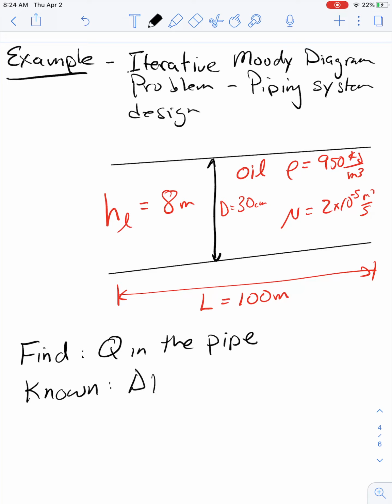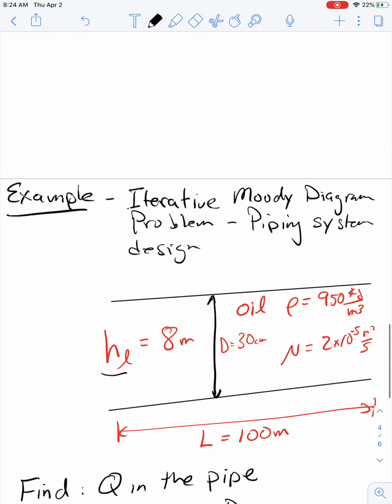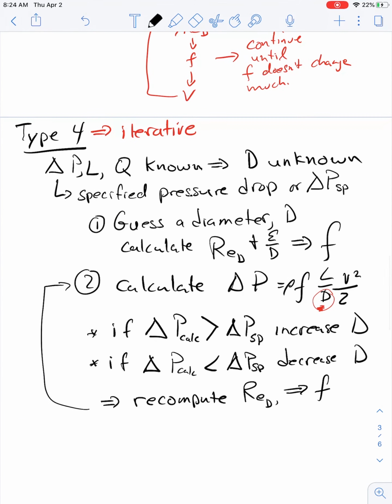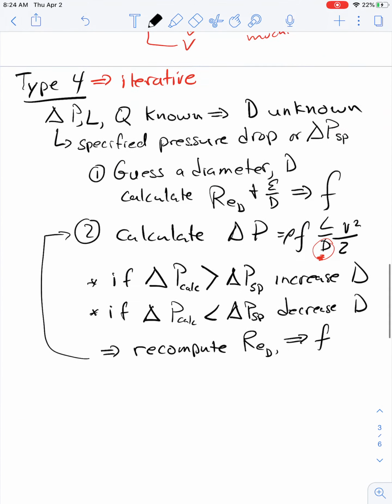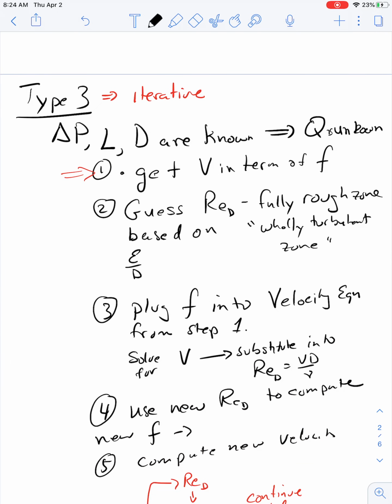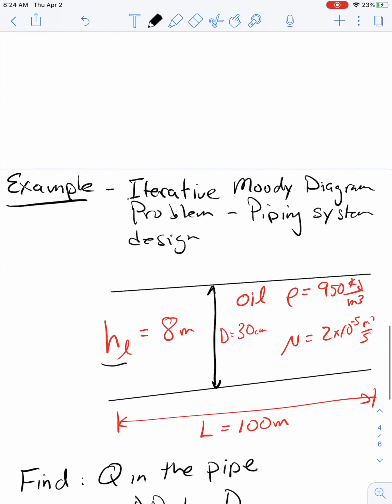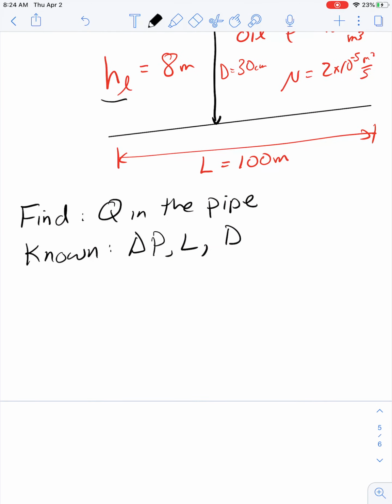What's known? We know the pressure drop, that's our head loss, we know the length of the pipe, and we know the diameter. So delta P, L, and D are known, but Q is unknown. So that means that we're going to move up to our type 3 problem. This would be a type 3 iterative problem.